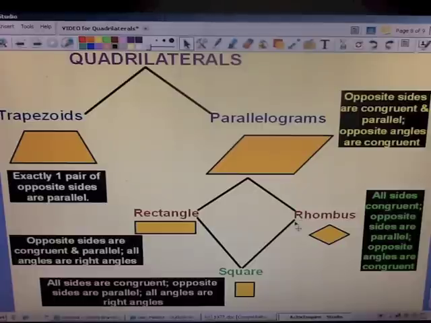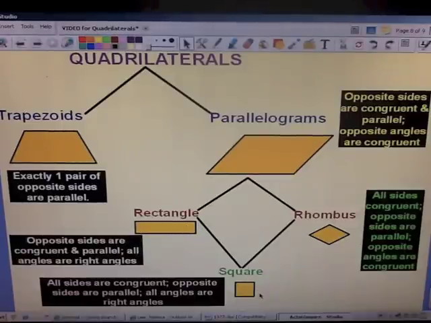Same thing for a rhombus. A rhombus has the same characteristics as a parallelogram, but a parallelogram cannot be called a rhombus because there's something different. Can you figure out which characteristic is different? Right. In a parallelogram, opposite sides are congruent, whereas in a rhombus, all sides are congruent. Can a rectangle be a rhombus? No. The difference between those is that in a rhombus, the opposite angles are congruent, versus a rectangle, where all angles are right angles.